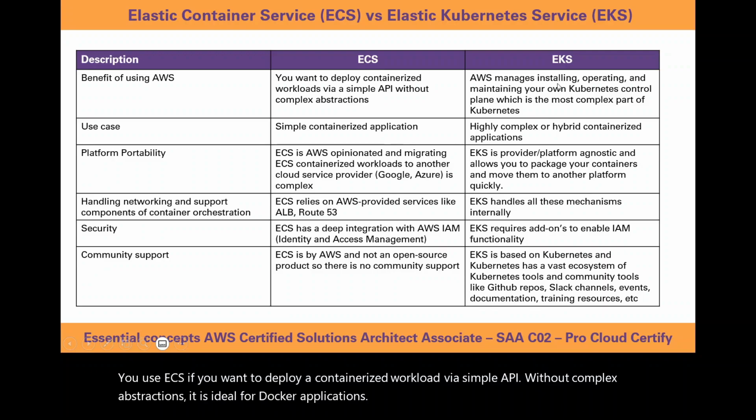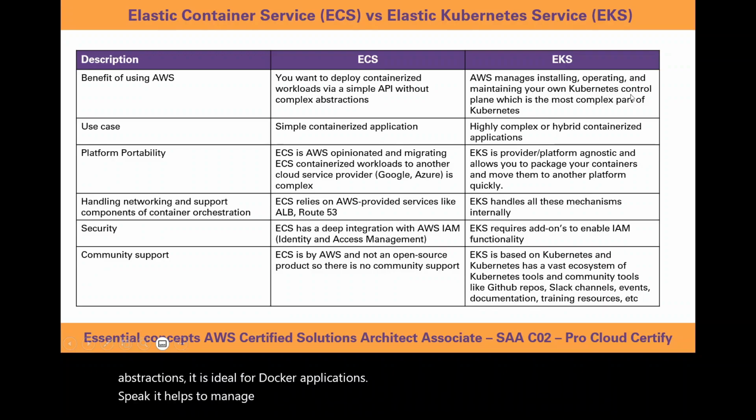EKS helps to install, operate, and manage your own Kubernetes control plane, which is the most complex part of Kubernetes. What is the use case? ECS is for simple containerized applications. EKS is for highly complex or hybrid containerized applications.